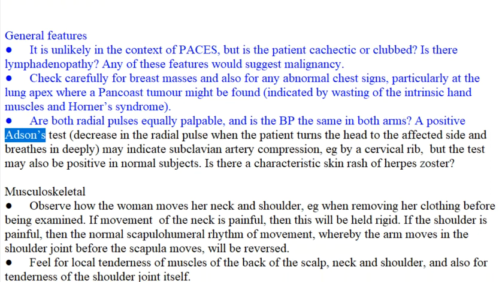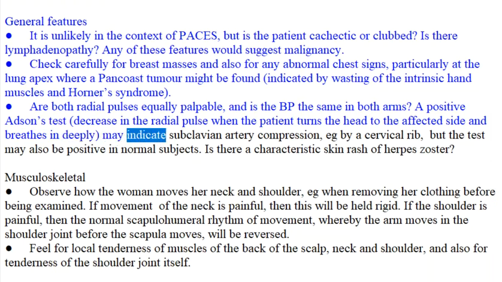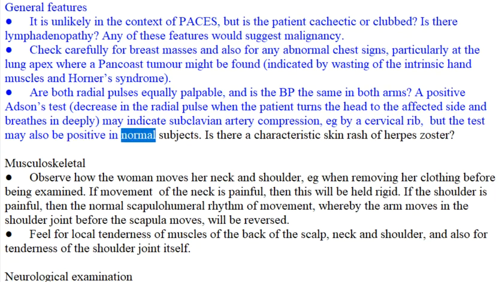A positive Adson's test, a decrease in the radial pulse when the patient turns the head to the affected side and breathes in deeply, may indicate subclavian artery compression, e.g. by a cervical rib, but the test may also be positive in normal subjects. Is there a characteristic skin rash of herpes zoster?